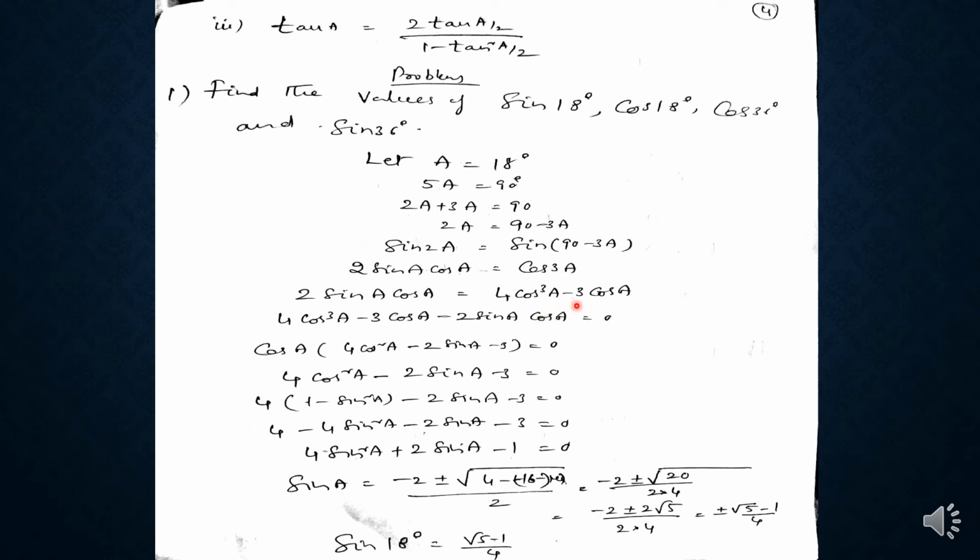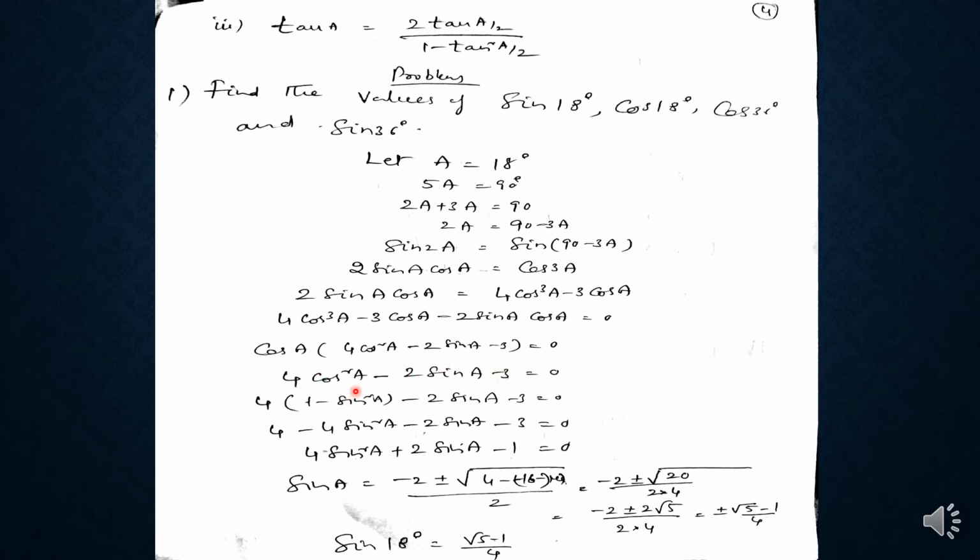That is 4 cos cube a minus 3 cos a minus 2 sin a into cos a is equal to 0. So by taking cos a as common, cos a into 4 cos square a minus 2 sin a minus 3 is equal to 0. Here cos a is not equal to 0. So this must be equal to 0.